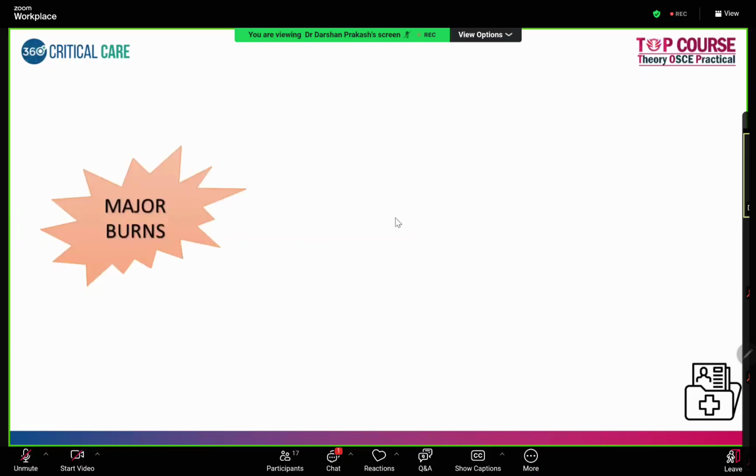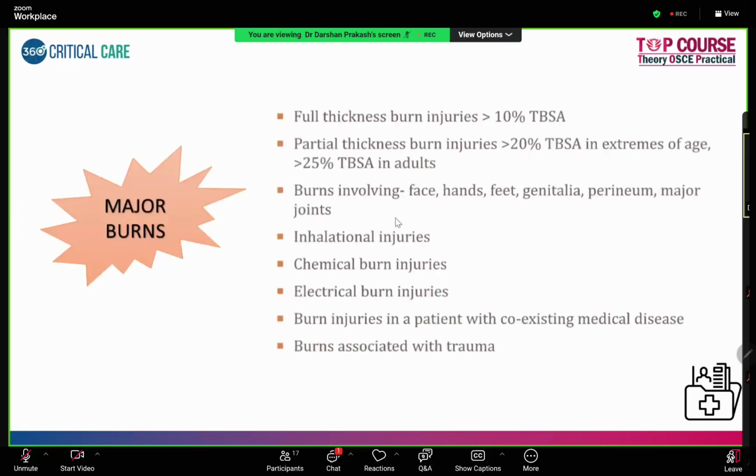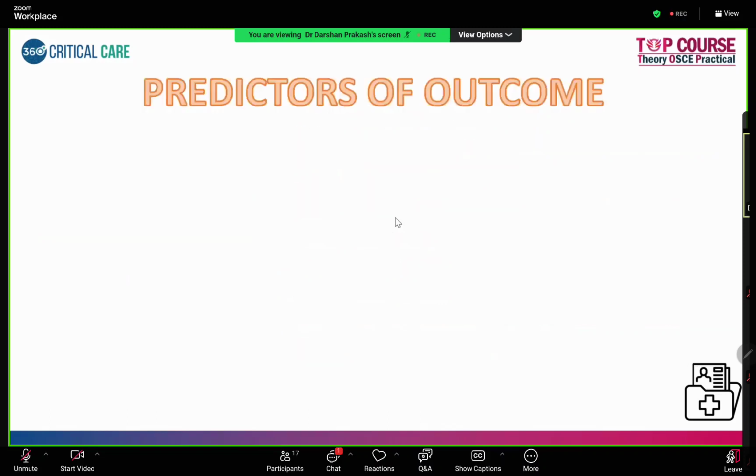Okay. So, what are the components of major burns? Usually, full thickness burns of more than 10% of the total body surface area, or partial thickness burns of more than 20% in the extremes of age, either pediatrics or elderly, or more than 25% of partial thickness burns in adults. Burns involving face, hands, feet, genitalia, perineum, and major joints. Inhalational injuries, chemical burns, electrical burns, and patients with burns with coexisting medical disease and burns associated with trauma will be classified as major burns.